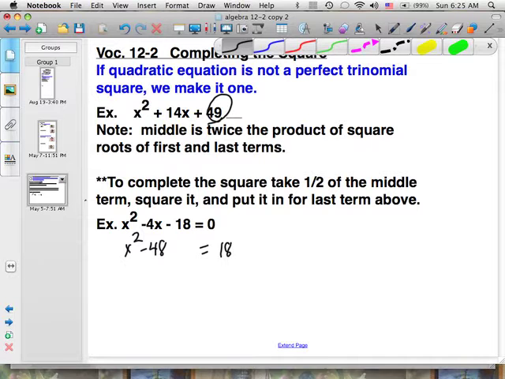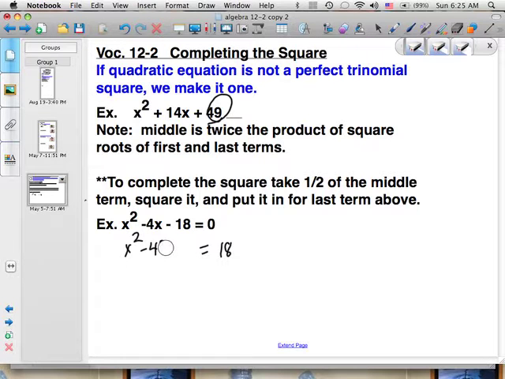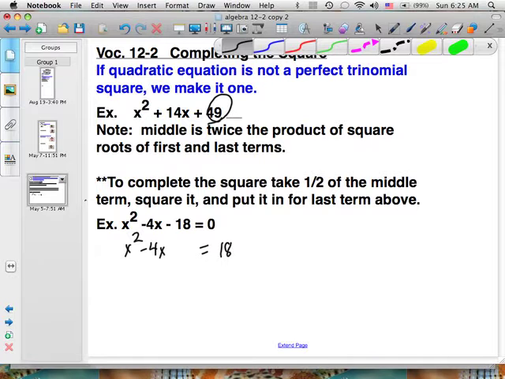Then I'm going to take half of the 4, which is 2, and it doesn't matter if it's positive or negative because you're going to square it. So half of 4 is 2, square it, I get 4. And I added it to this side, and I have to remember to add it to this side, otherwise I've changed my equation, unbalanced it. So be sure you add it to both sides.